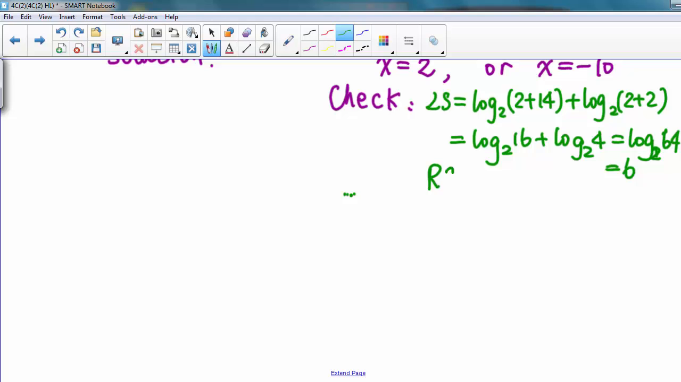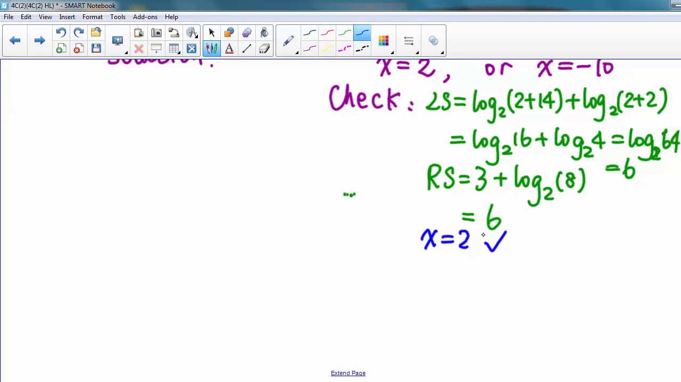So the right side is 3 plus log base 2 of 8. And we know log base 2 of 8 is 3. So 3 plus 3 is really 6. So that means x equals 2 is the solution for the logarithmic equation as well.